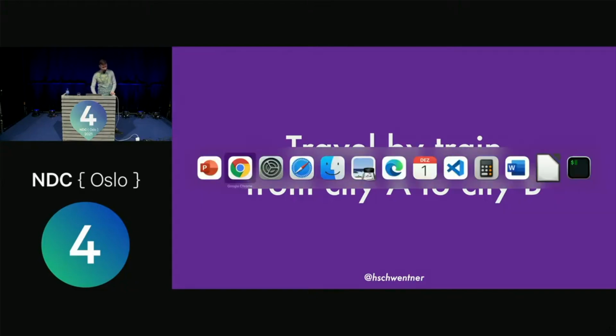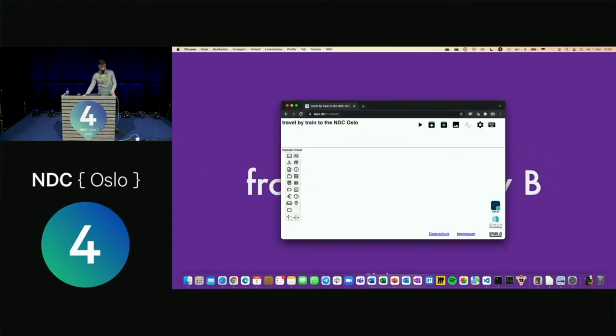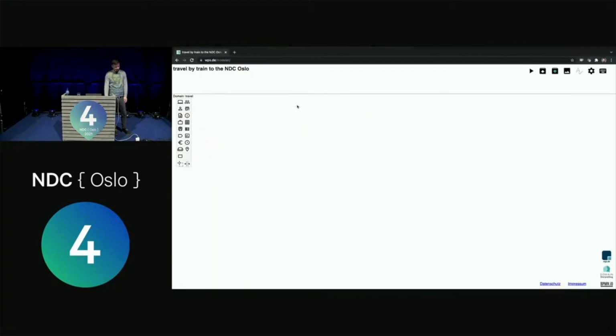And I'm going to show a browser window for that. This is this egon.io modeling tool. Okay, so traveling by train to the NDC. How does that work? Who knows that?